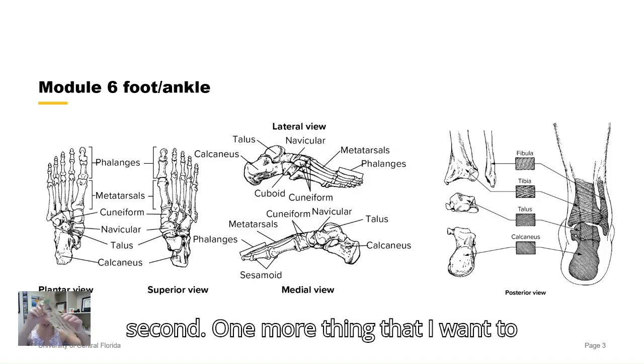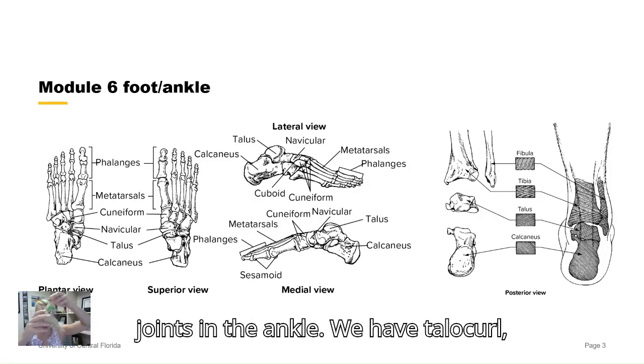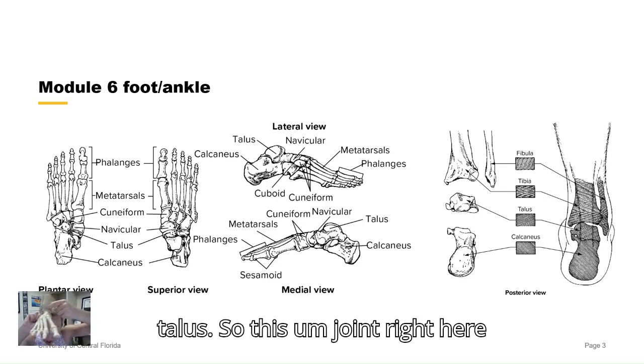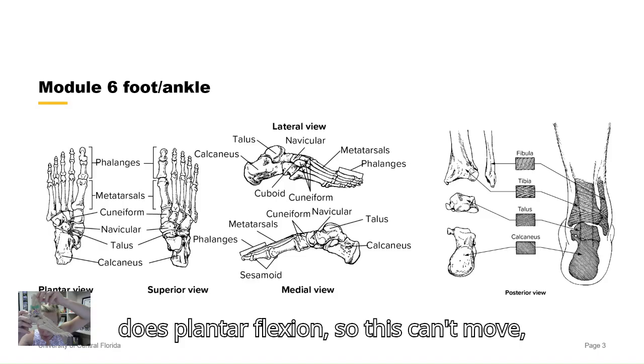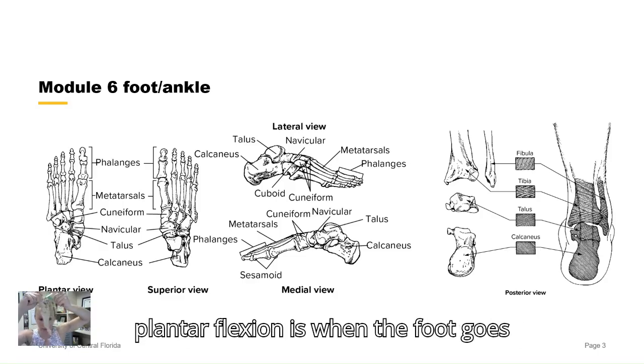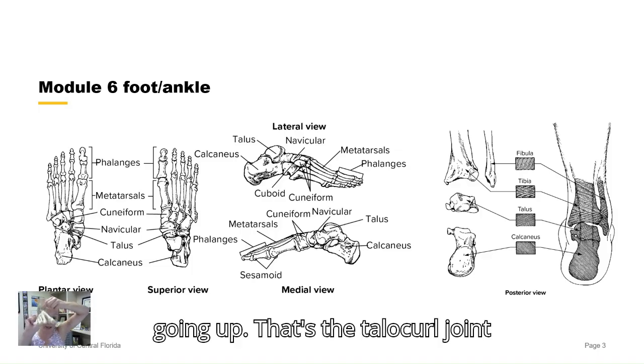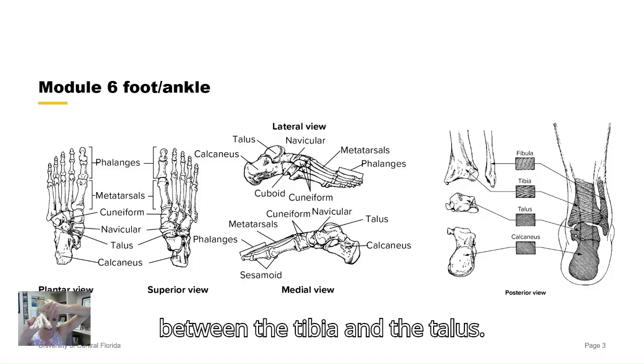One more thing that I want to touch on with the bones are the two joints in the ankle. We have talocrural, which is tibia to the talus. So this joint right here does plantar flexion. This can't move, so I'm just moving the whole thing. But plantar flexion is when the foot goes down toward the ground like you're planting. And then dorsiflexion is going up. That's the talocrural joint between the tibia and the talus.